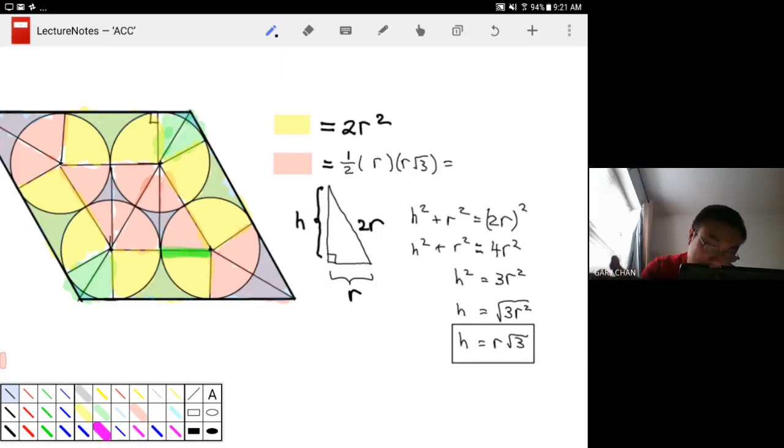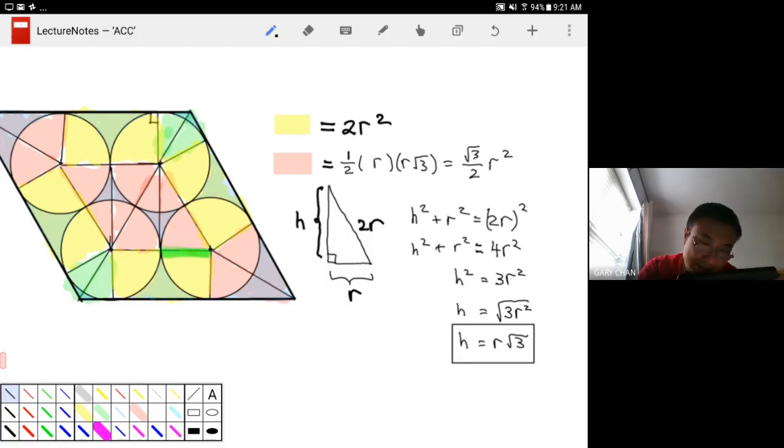And from this I can combine things together, right? R and R makes how much? R squared. I have 1/2 times radical 3. Well, 1/2 times radical 3 is simply radical 3 over 2. Okay, so the area of the pink triangle is radical 3 over 2 r squared. Lovely. So we're almost there, okay?